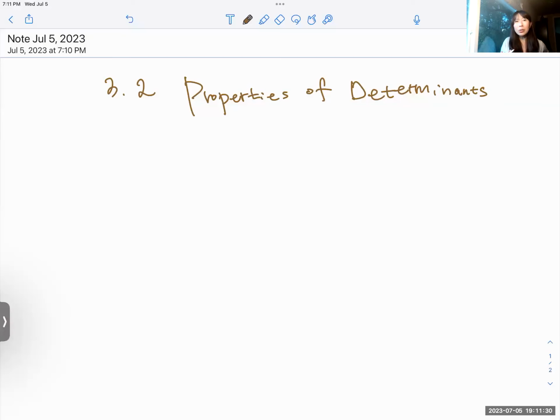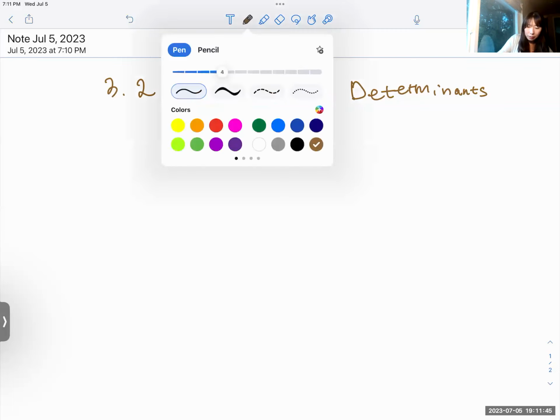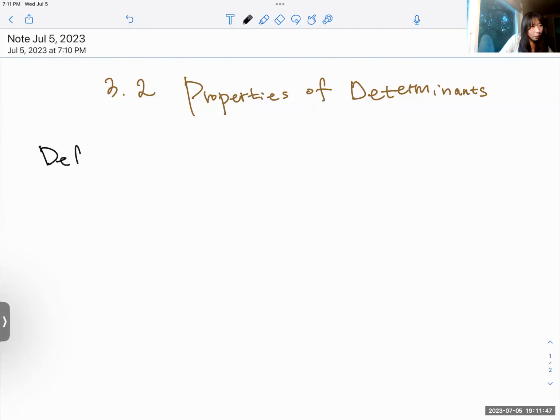Okay, so today we're going to do 3.2, properties of determinants. I did not mention the determinant of a triangular matrix last time, so I want to cover that before we do that. So, definition: triangular matrices.